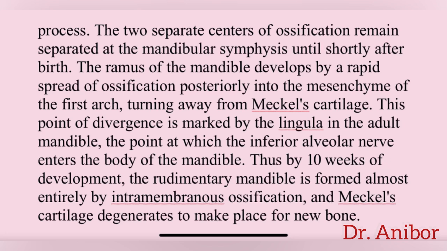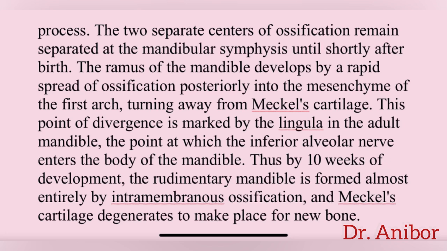So the ramus of the mandible is developing by a rapid spread of ossification posteriorly into the mesenchyme of the first arch, and as it does so, it turns away from the Meckel's cartilage. And I say this point of divergence is marked by the lingula in the adults. So in the adult mandible, you see the lingula. That lingula is actually the point at which the inferior alveolar nerve enters the body of the mandible.